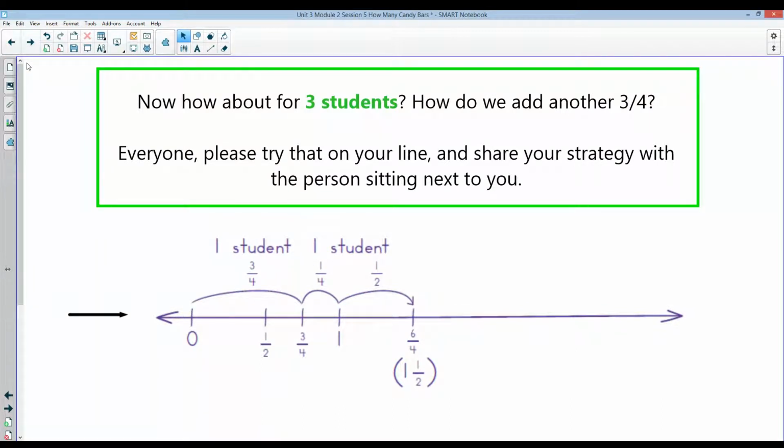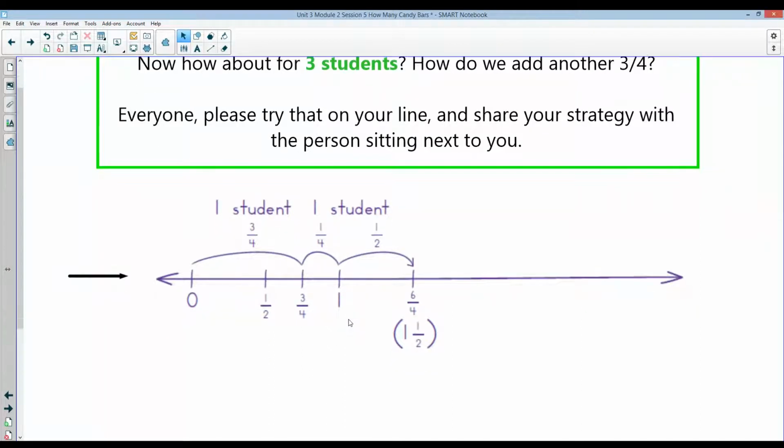Now, how about 3 students? How are we going to add another 3/4? So we're at 1 1/2 now. Okay, so now we're going to have to add another 3/4. Now, as it was written, it would have been 1 1/2 plus 3/4. We cannot add those together because the denominators are not the same.